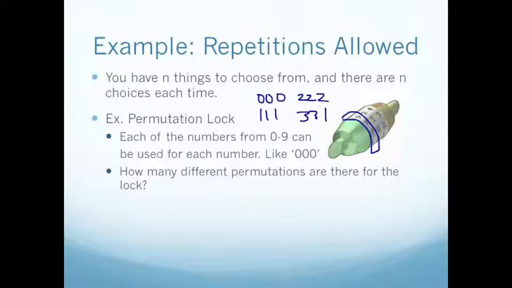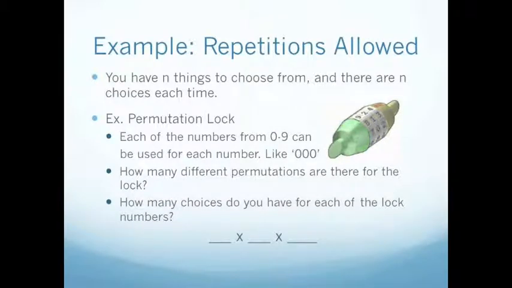So therefore we ask ourselves, how many different permutations are there for the lock? Well, this might sound a little intimidating with the big word permutation. Let's rephrase the question to something more understandable. How many choices do you have for each of the lock numbers? We can simply see how many choices we have and then multiply them together.